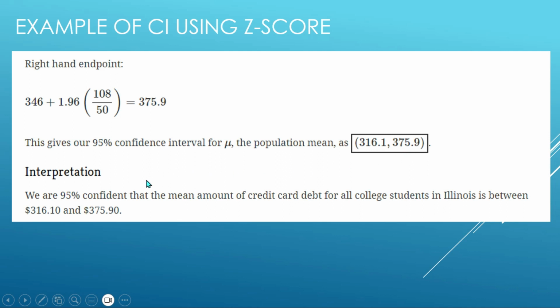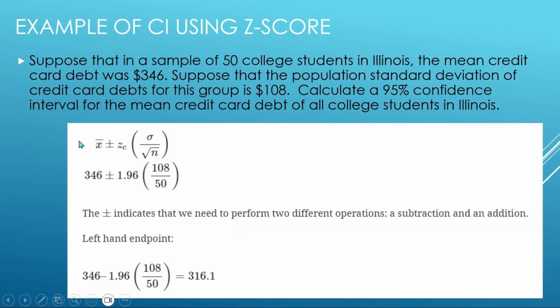So what is the interpretation? We are 95% confident that the mean credit card debt for all college students in Illinois is between $316.1 and $375.9. So what we have calculated here is that we know the mean credit card debt from this sample of 50 students is 346.